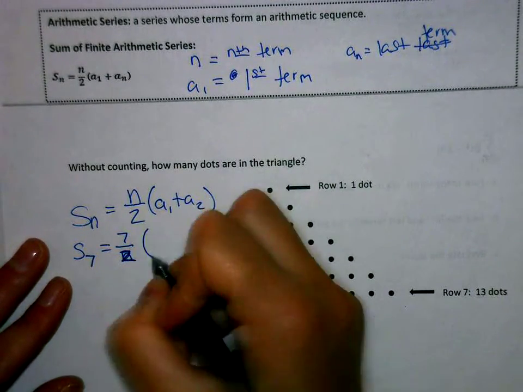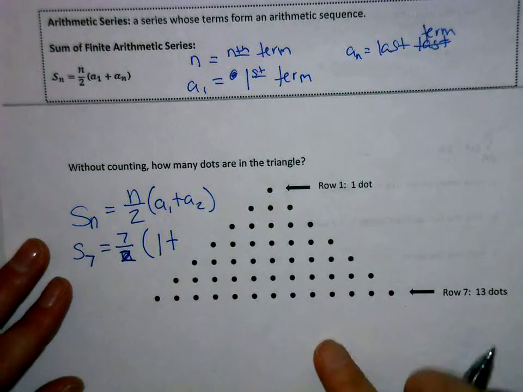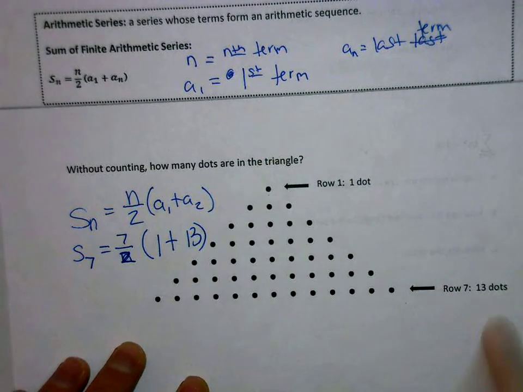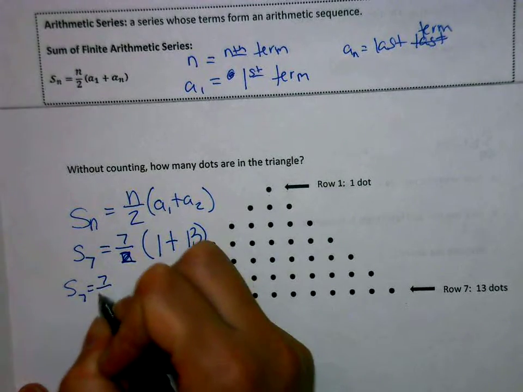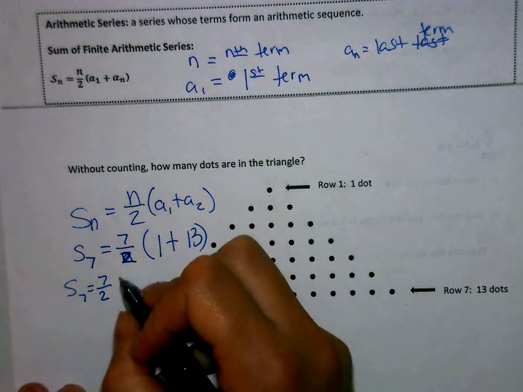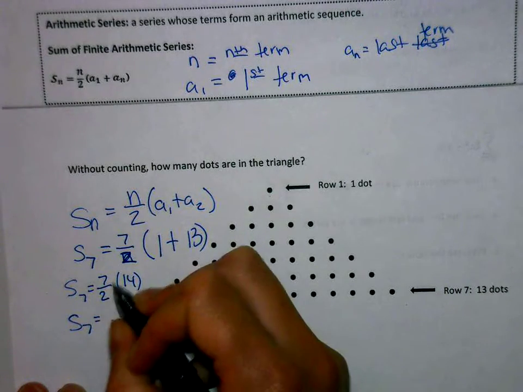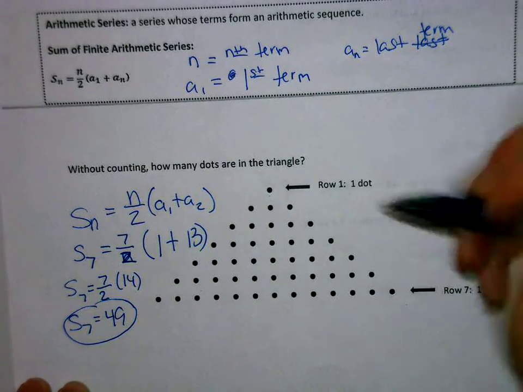We know our first term has 1 dot, and our last term has 13 dots. So if we simplify this, 1 plus 13 is 14. So 7 divided by 2 times 14. There are 49 dots in this series.